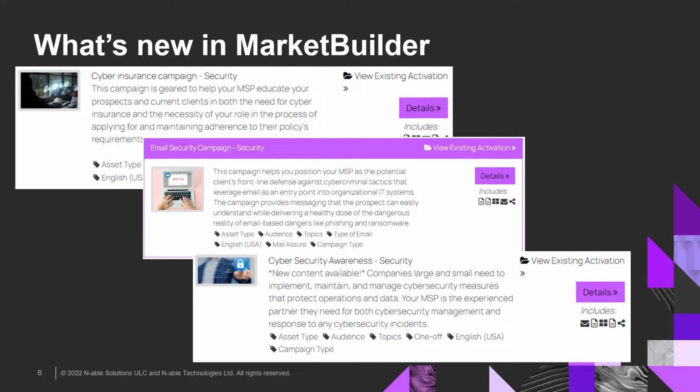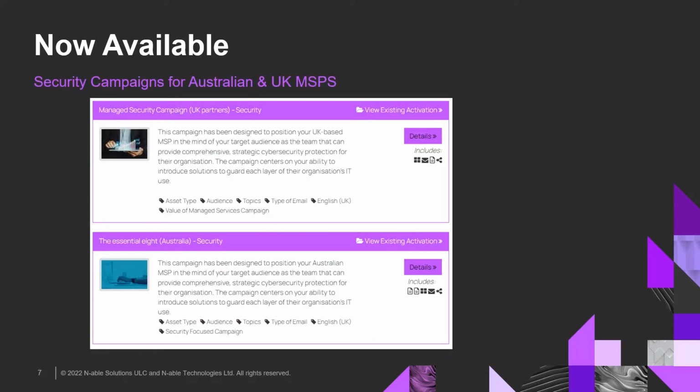We also have a full campaign. You asked for it, we've given it to you, a full campaign on email security. And we have also updated our cybersecurity awareness campaign. This campaign is loaded with content that you can use to help position yourself as a thought leader in security in your area. Now, we also have some very specialized campaigns that are available for our MSP partners in the UK, as well as Australia. And you're going to see more of these campaigns and more of this content start to appear over the next few months. We have some in the works right now for healthcare for Australia, the UK, and Canada.